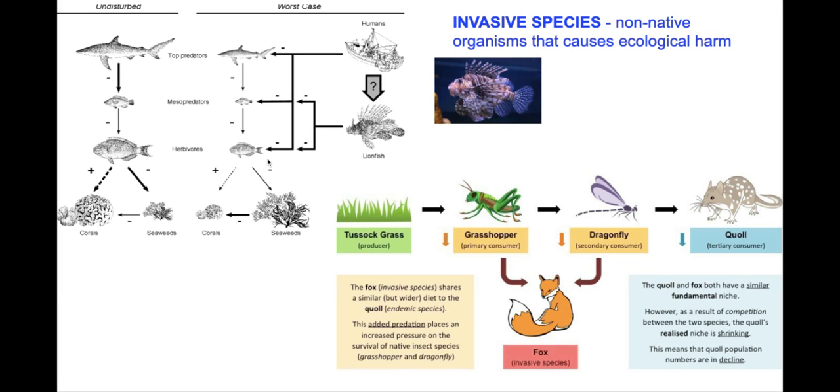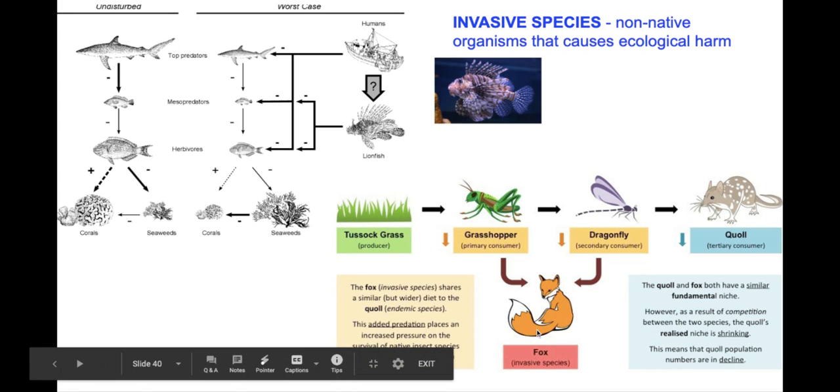So there is an example here on the different trophic levels. They will have an effect like lionfish. This is called a lionfish. And what happens if you remove it? What would happen to the other trophic levels? Also, an invasive species can be brought, like a fox, for example.